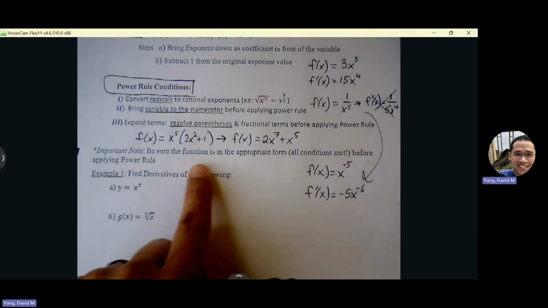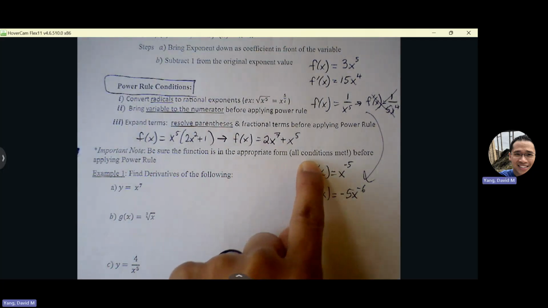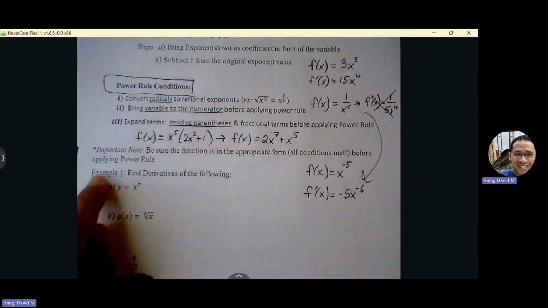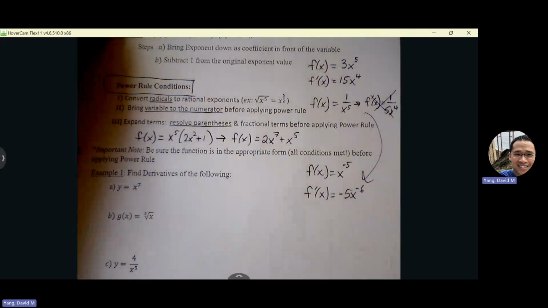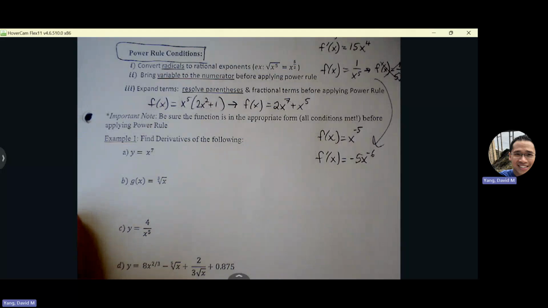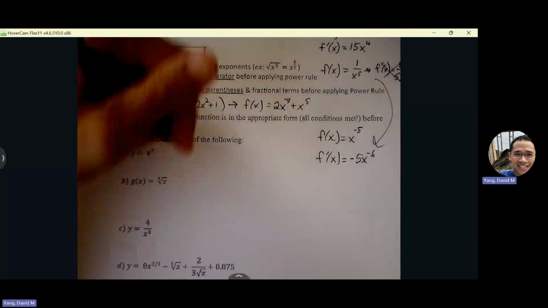So be sure that the function is in the appropriate form, that all three conditions are met before we apply power rule. Okay, so here's example 1. Find the derivative of the following. So y equals x to the 7th.